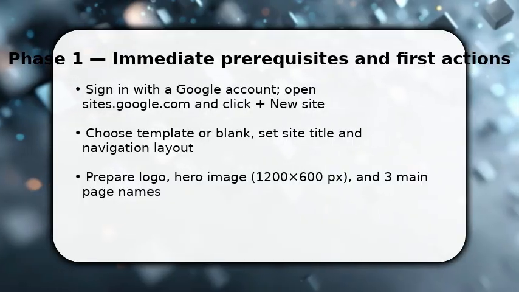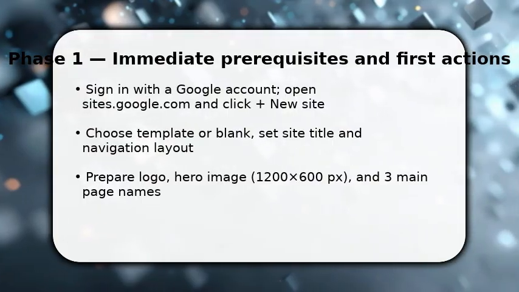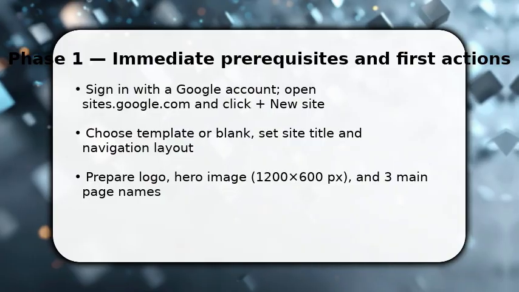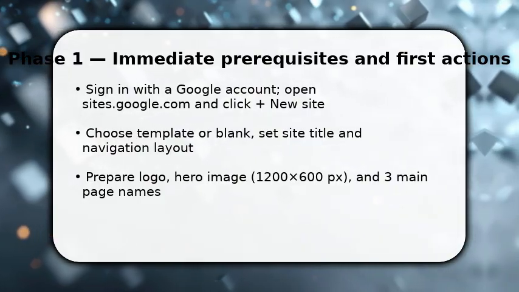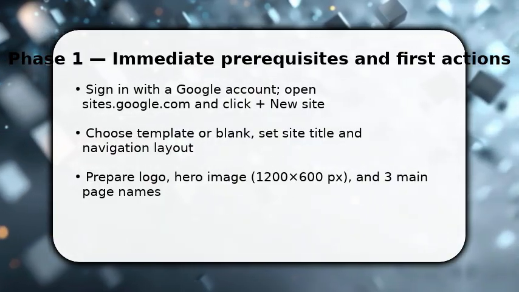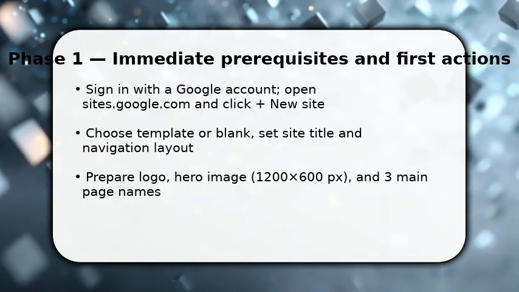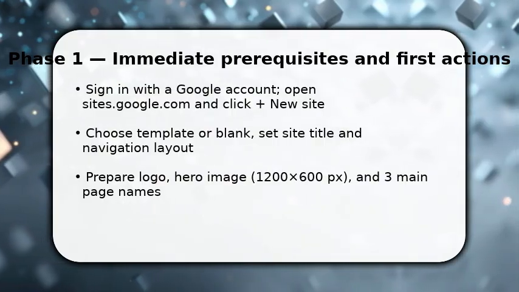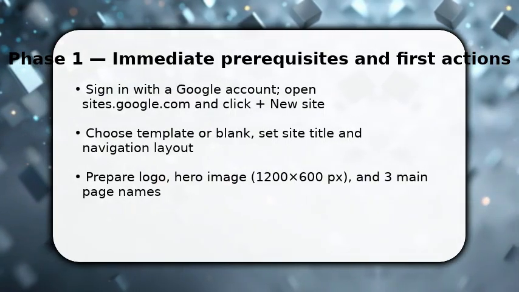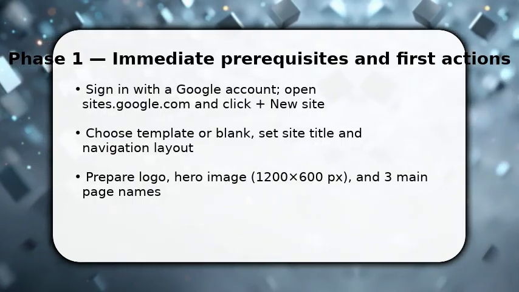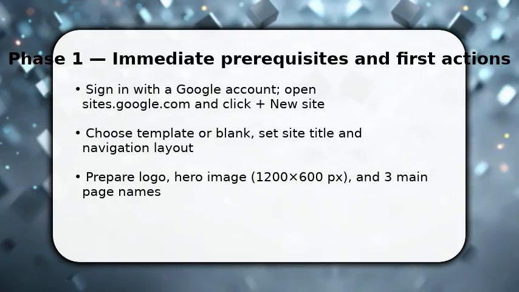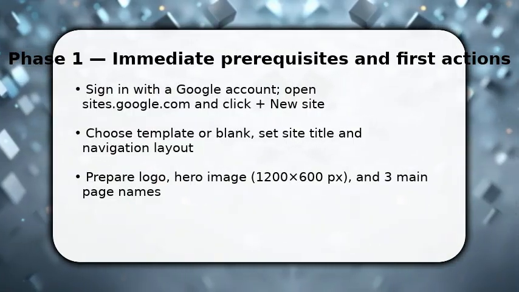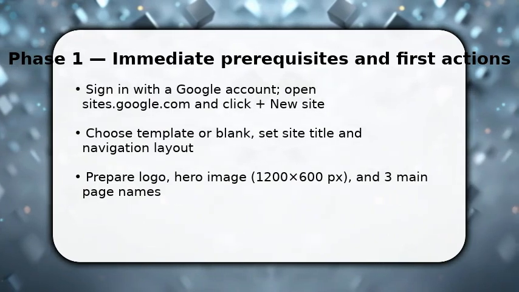You begin by opening Google Sites and creating a new site. Sign in if needed. Choose a template or a blank canvas, depending on speed versus control. Set the site title now and pick a navigation layout so pages appear where you expect. Upload a logo and a hero image sized about 1,200 by 600 pixels and plan 3 main pages to build first. Once done, make sure to save frequently. These first steps keep your structure simple and editable as you proceed.